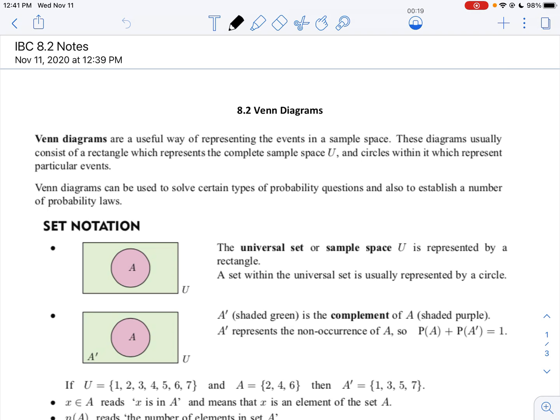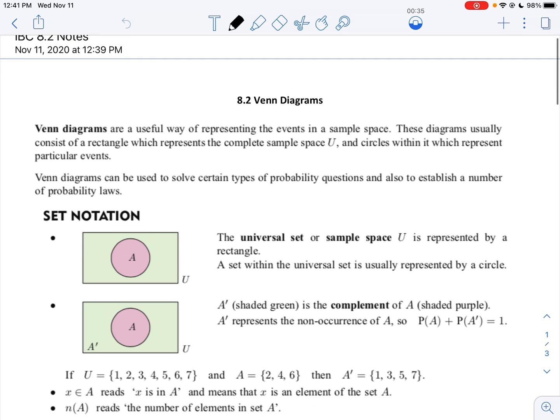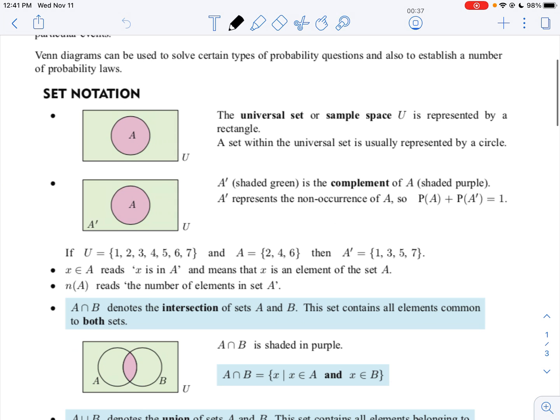These diagrams usually consist of a rectangle, which represents the complete sample space U, and circles within it, which represent particular events. Venn diagrams can be used to solve certain types of probability questions and also to establish a number of probability laws. There's actually a lot more than what we're going to cover.